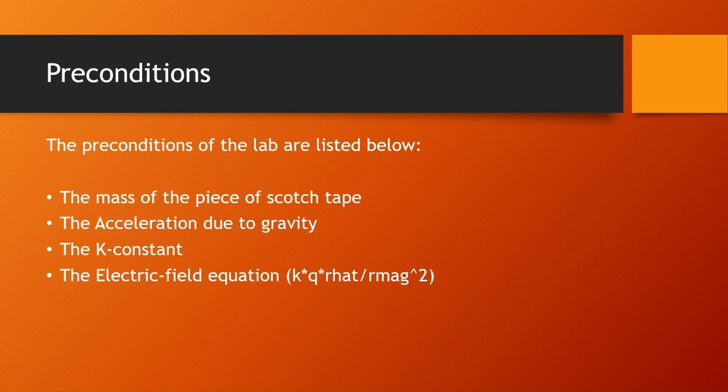Preconditions. The preconditions of the lab are listed below. The mass of the piece of Scotch tape, the acceleration due to gravity, the K constant, and the electric field equation: K times Q times R hat divided by R max squared.